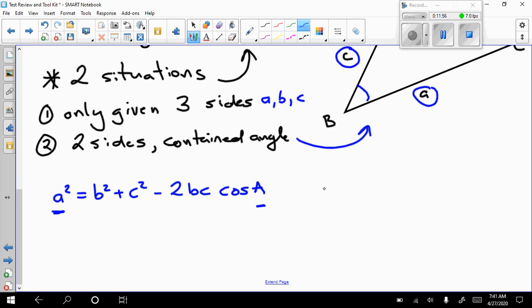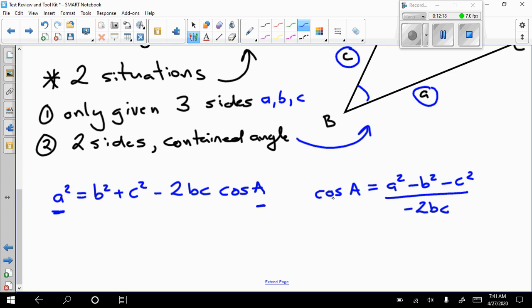The other way of writing it is if you were looking for an angle, I can write it like this. I'm just going to rearrange that equation. Cos of A is a squared minus b squared minus c squared divided by negative 2bc. So there's two ways of writing cosine law.